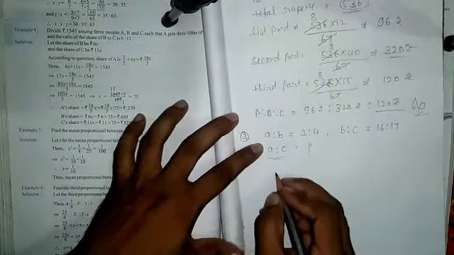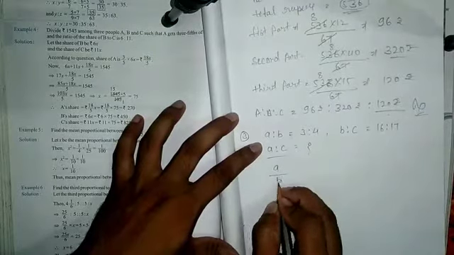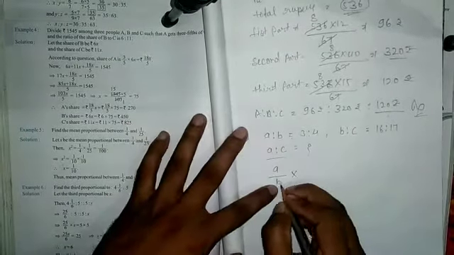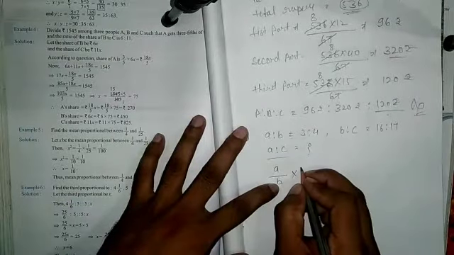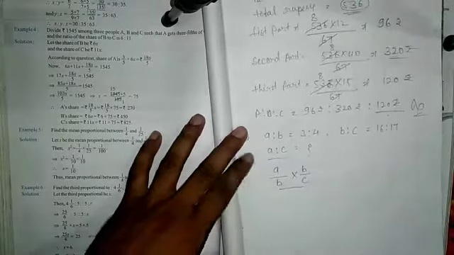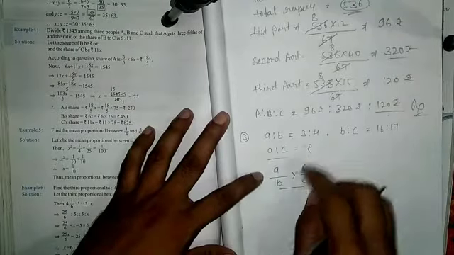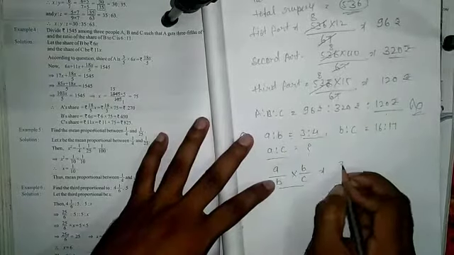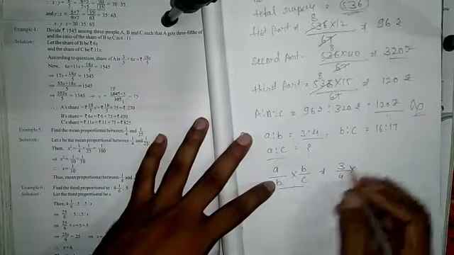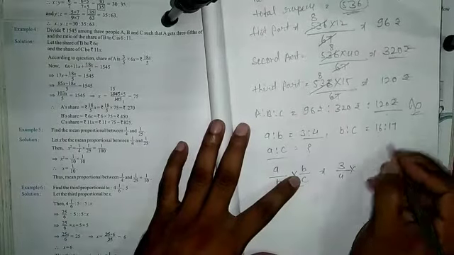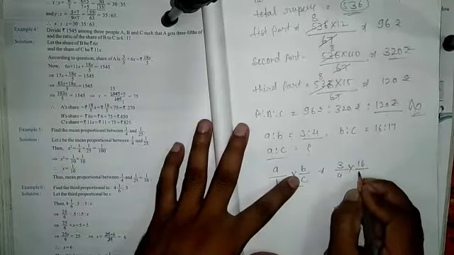First we will write A ratio B in this form, and then multiply. This B is transferred from the upside, so we will write B ratio C in this form. Then put the values in this form. A ratio B equal to 3 by 4, multiply B ratio C, so this is the B and this is the C, so 16 by 17.